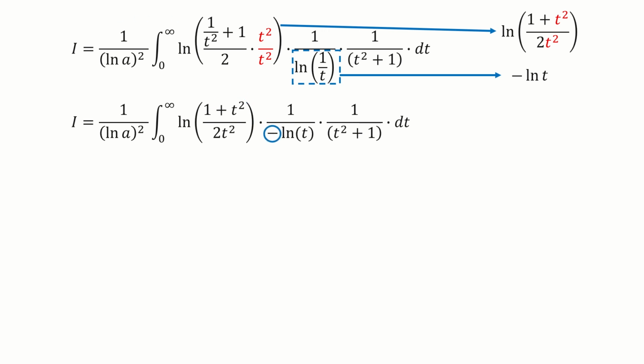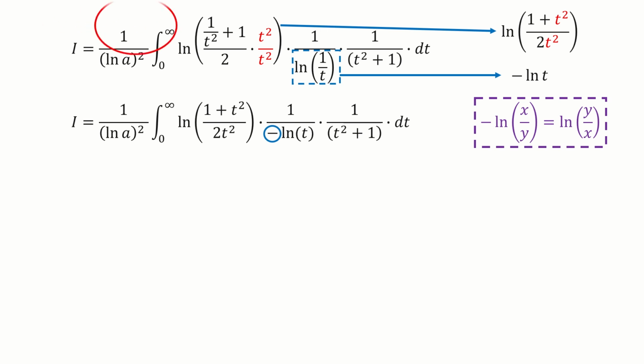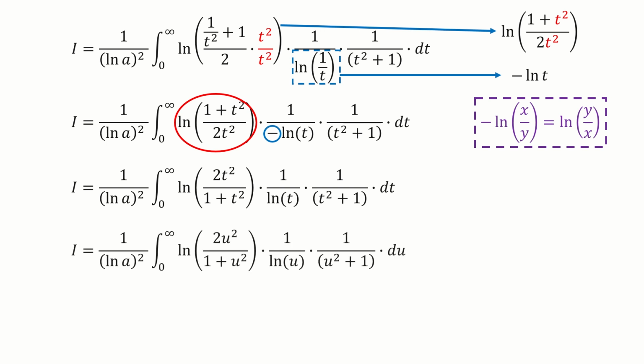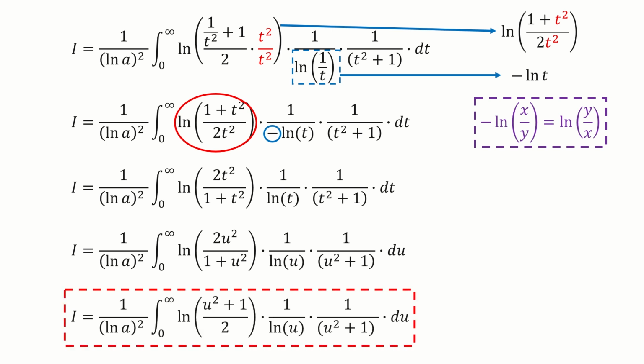And note this negative sign here. Because we know the property of the log function, minus log x over y equals log y over x, we can use this negative sign to flip the numerator and the denominator for this log function inside this red circle. So after flipping them, we got here. Because this is a definite integral, we are free to choose the integration variable. So we choose u as the integration variable. And recall this red box equation, as I mentioned before, we will use it here.